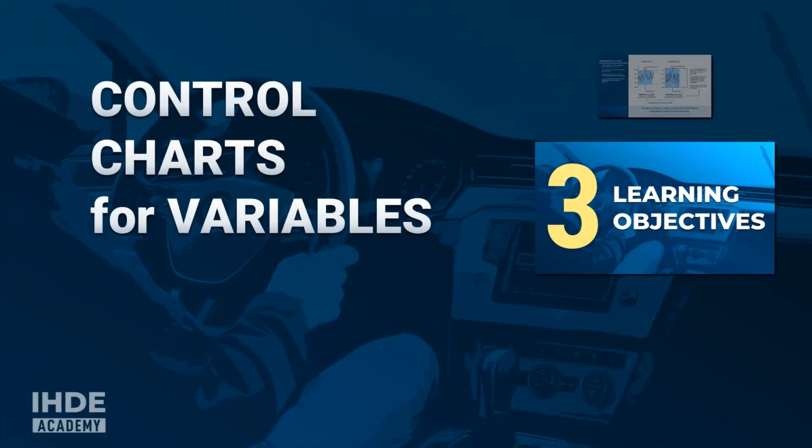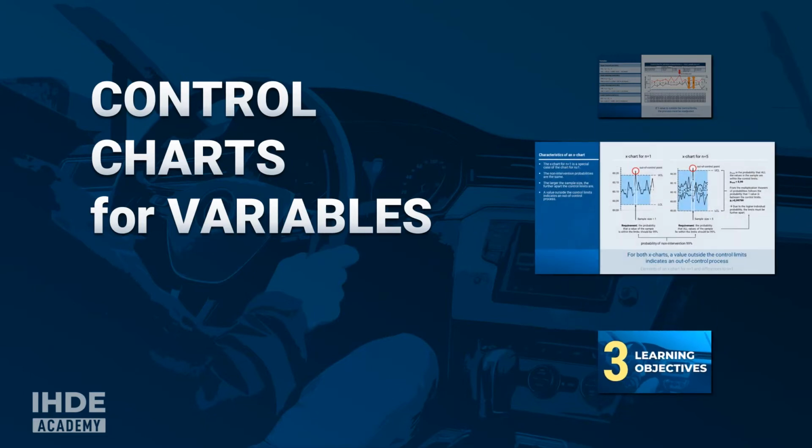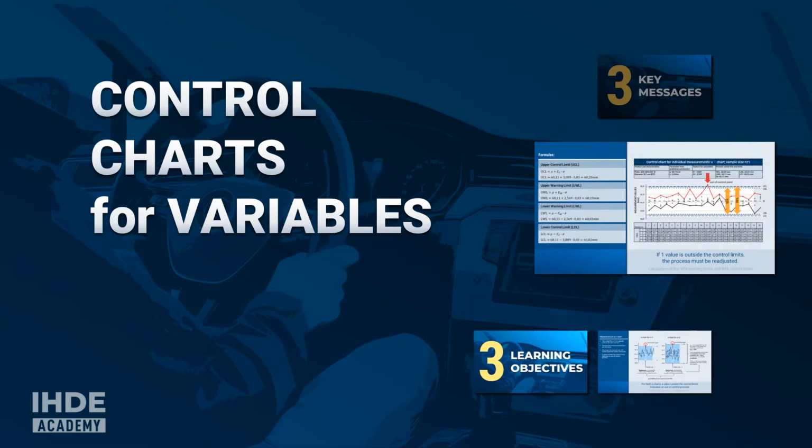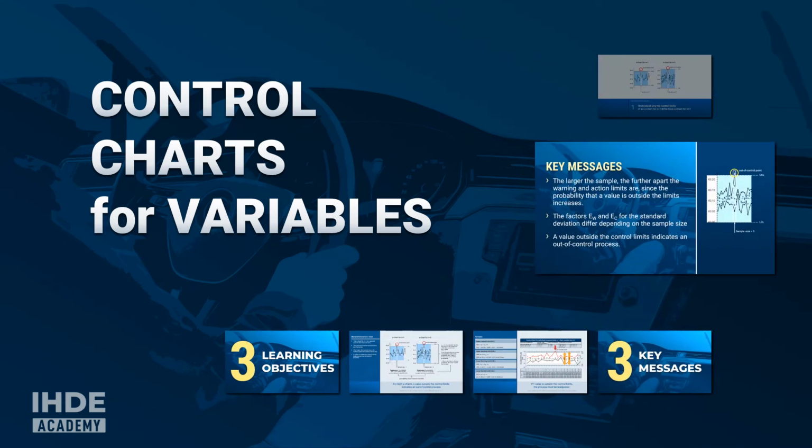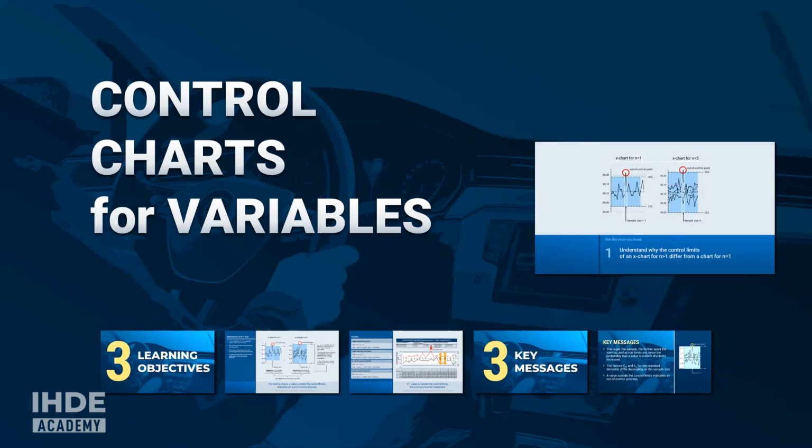In this lesson, we create a control chart for individual measurements, calculate the control limits for a sample size of 5, and compare them with process capability requirements.